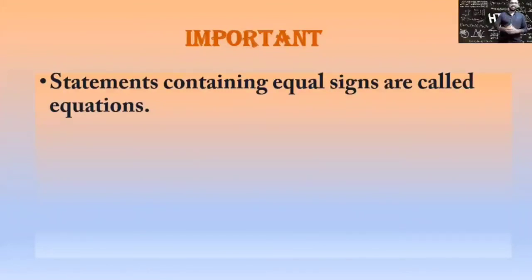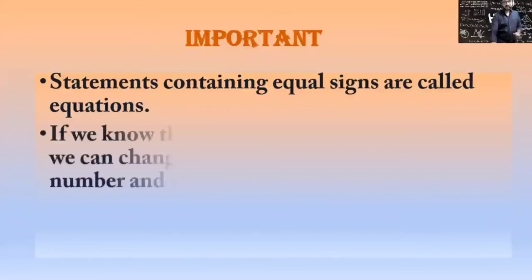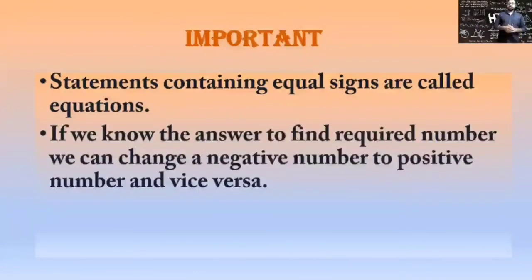We have learned 2 more points. What were they? Let us see. If we know the answer, to find a required number, we can change a negative number to a positive number and vice versa. Let us see what it says. If we know the answer, we are given the answer, to find our required number, whatever that number may be. If it is given as a negative number, to find the required number, we just have to change that negative number to a positive number, simple, like we did earlier.